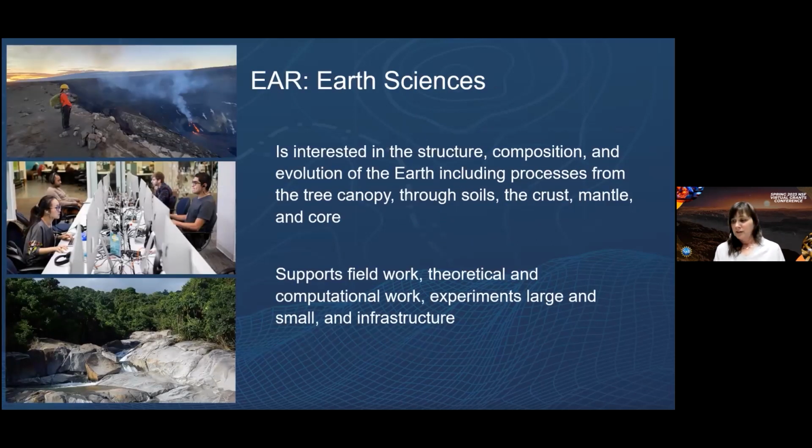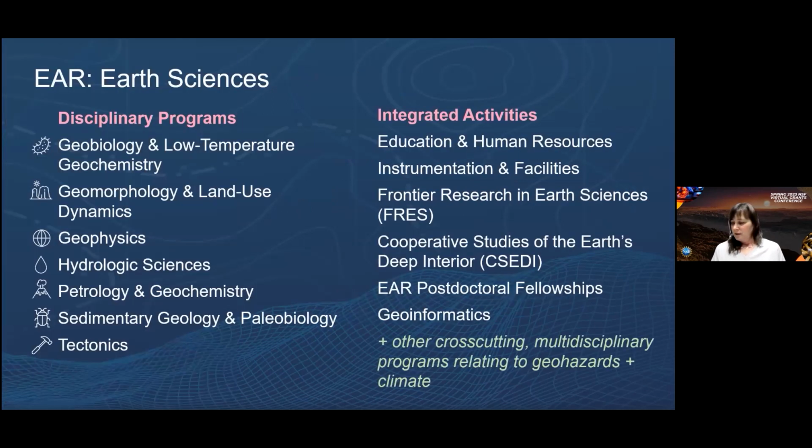Within the earth sciences division, they're interested in the structure, composition, and evolution of the Earth, including processes that include the tree canopy, soils, crust, mantle, and core of the planet. It supports fieldwork, theoretical and computational work, as well as experiments that are both large and small, as well as the infrastructure needed to conduct that work. There are 2 sections within earth sciences. One is the disciplinary programs, the other is the integrated activities.